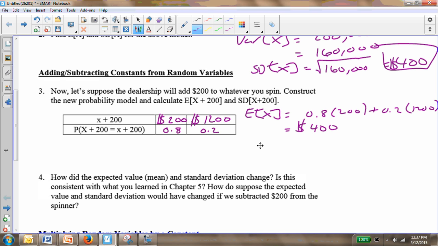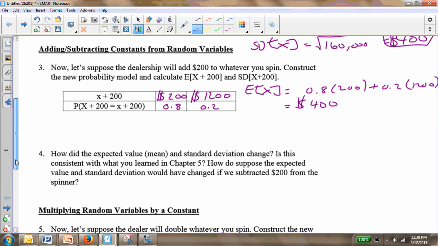So 0.8 times 200 squared plus 0.2 times 1,200 squared. That gives me expected value of X squared of 320,000. So we do the 320,000, the expected value of X squared, minus the expected value of X, which is 400, squared. So 320,000 minus 400 squared is 160,000, and that's the variance. So if we take the square root of that, we should get 400.